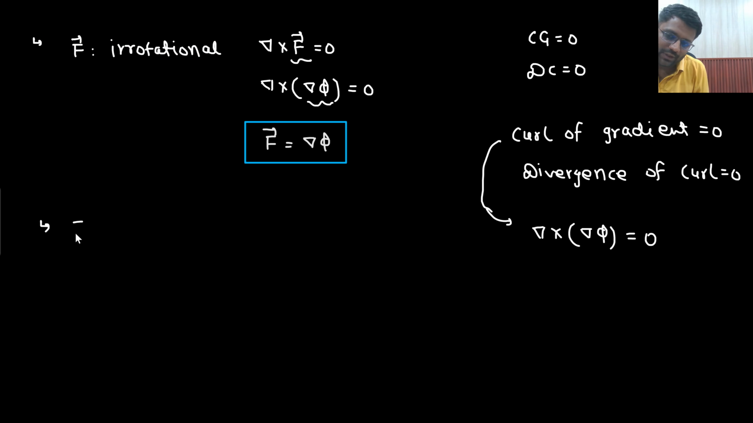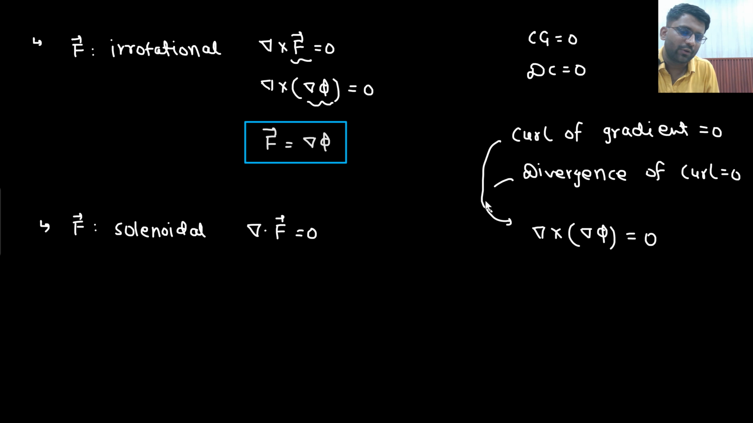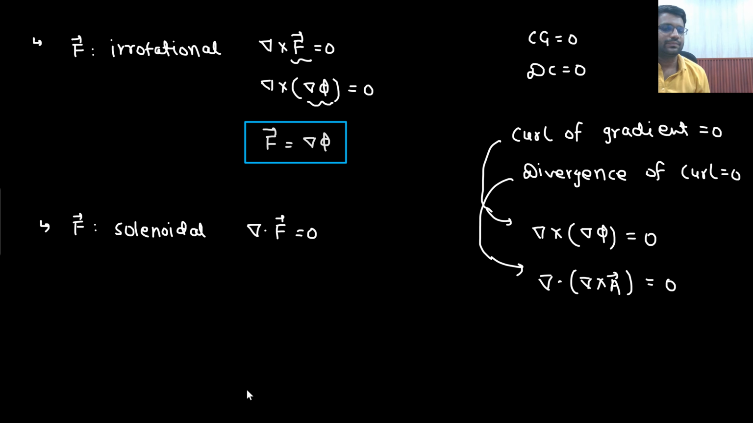Next, if F is solenoidal, that means del dot F equals 0. So from here what you can see is that divergence of curl is 0. First you need to calculate the curl, then you need to take the divergence, and that is equal to 0.